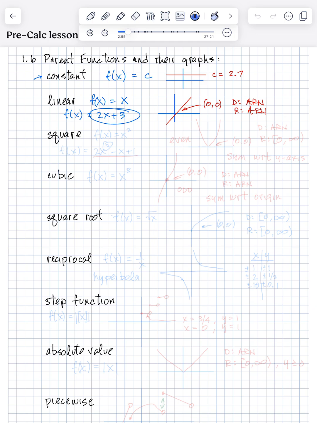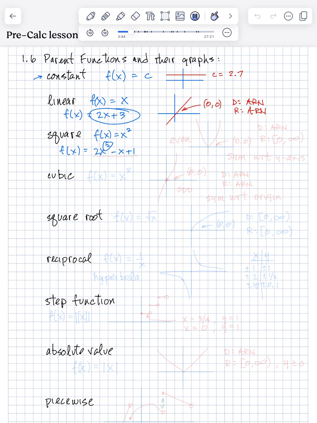Okay, let's look at the square function. The parent is f of x equals x squared. And these can take various forms, like f of x is equal to 2x squared minus x plus 1. This still has a parent function of x squared, even though it's 2x squared minus x plus 1. So you're looking at, because it's a square function, mainly because it has a square term here. And again, the parent function, the simplest x squared function, is just f of x equals x squared.